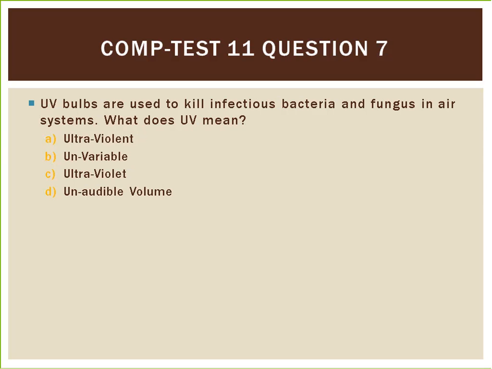Comp Test 11, question number 7. UV bulbs are used to kill infectious bacteria and fungus in air systems. What does UV mean? A, ultraviolet, B, unvariable, C, ultraviolet, D, unaudible volume.